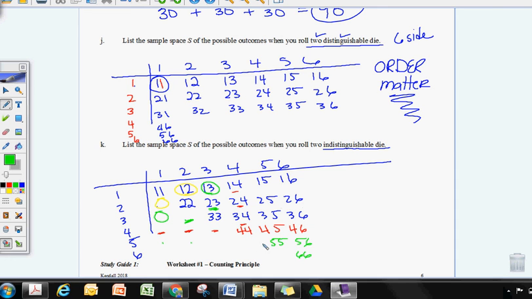Notice this cut down my sample space. There's not as many here. I am going to say that order does not matter. And this is going to lead into some of the permutations and combinations that we do tomorrow.